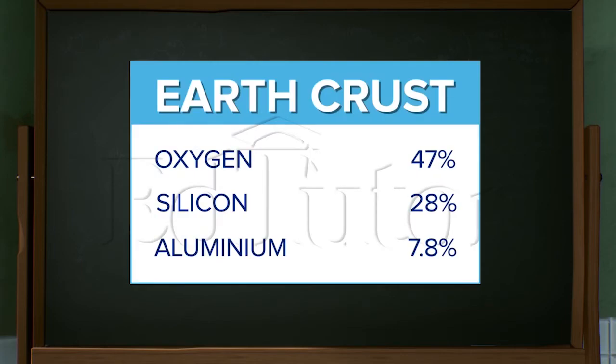Now, let's have a look at this table, which shows some major elements found naturally, along with their concentrations. In the Earth's crust, oxygen is the most abundant element at 47%, followed by silicon, which is 28%, and aluminium being the least at 7.8%.